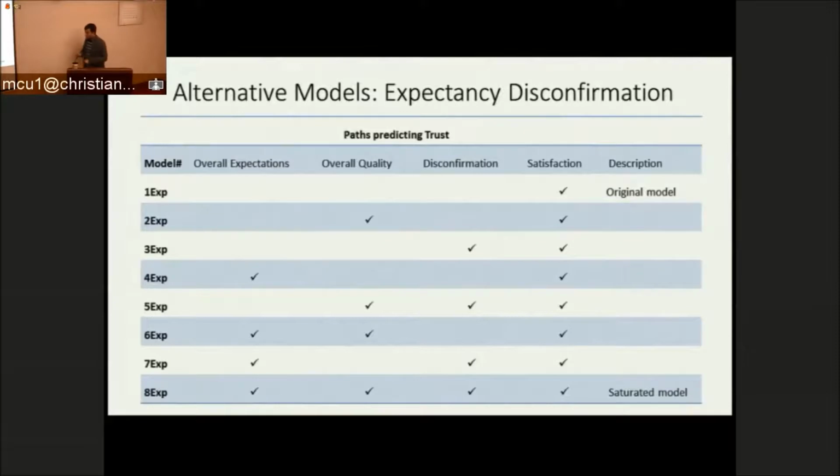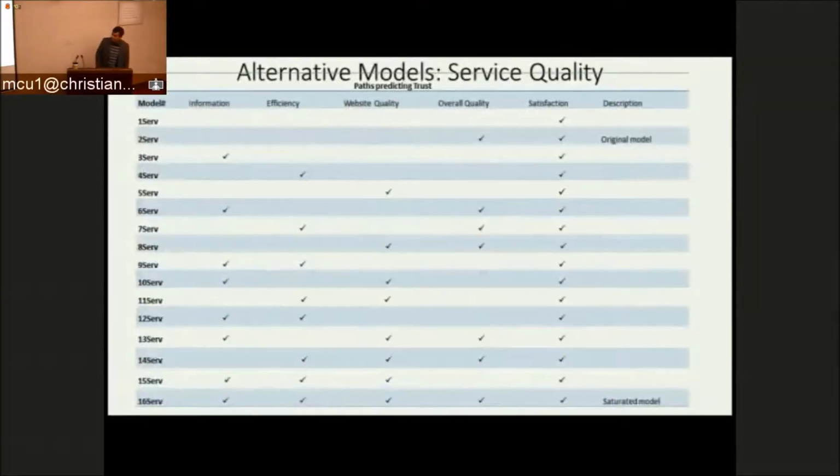Okay. So each of these check marks represents which path was included in which model. So I created 8 models. The 1x model only has satisfaction predicting trust, and that's the original model. And if you look at the 8x model, it has all the different constructs predicting trust: expectations, quality, disconfirmation, satisfaction. So this is the saturated model. I would do the same thing for the service quality model. Now, since the service quality model has 4 additional constructs in addition to satisfaction, I would get more models. So I have 16 different models.